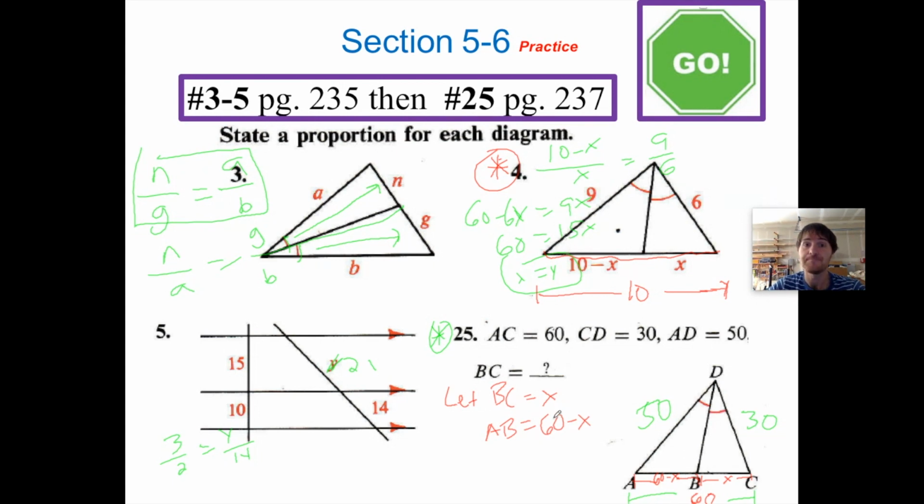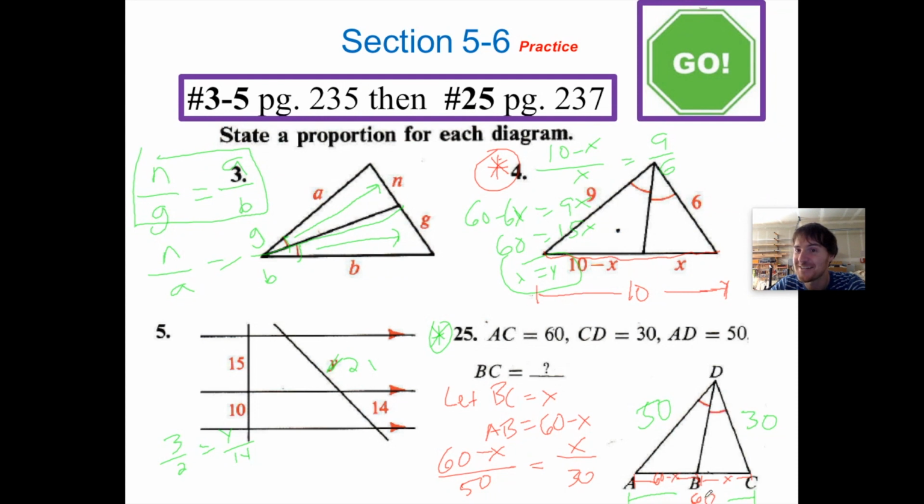To solve this one, we set up a proportion. That was the direction for each diagram. We don't know what AB is, and we don't know what BC is, so you set it up using an expression like this: 60 minus x over 50 equals x over 30. You could have also realized that this is a 3 to 5 ratio, so you could have made this 3x and that 5x.